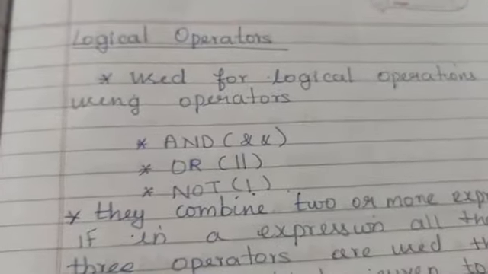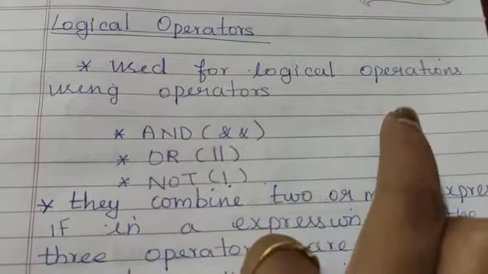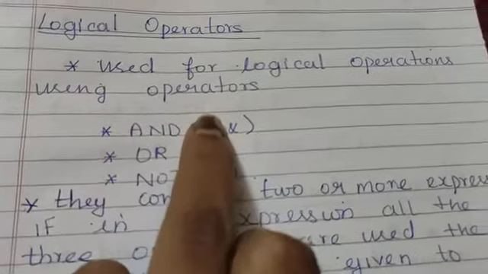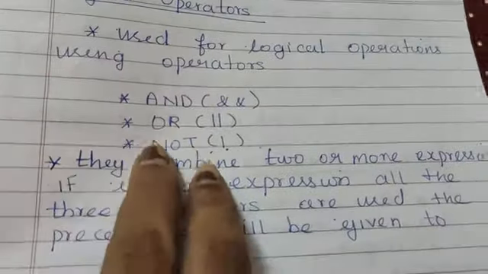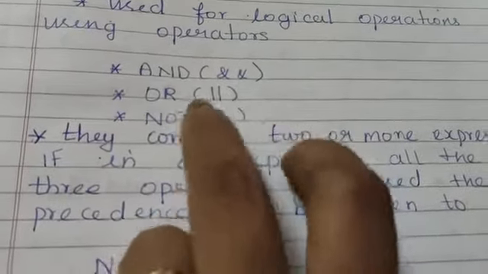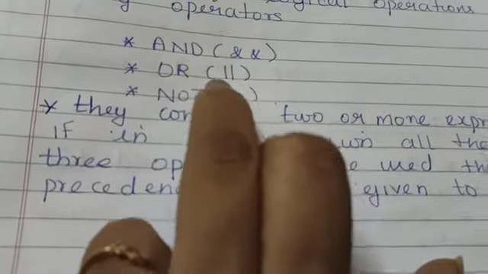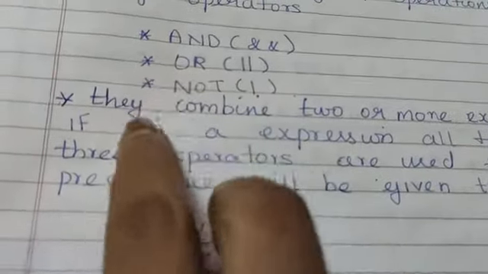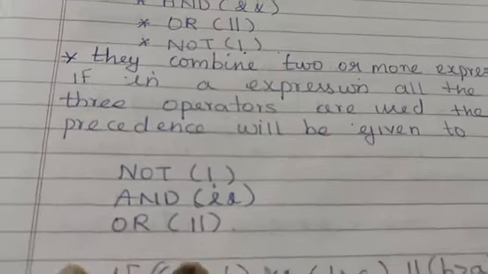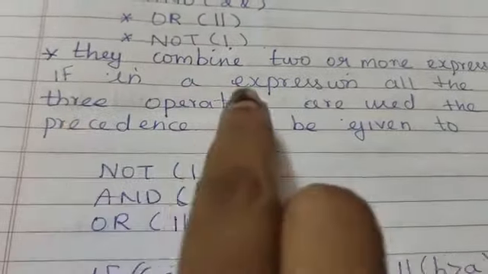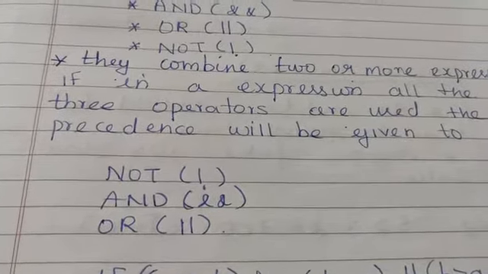Then is your logical operator. Your logical operator is used for doing logical operations using the operators. We will see what the logical operations are. This is the symbol used to indicate the AND operation, this is the symbol used to indicate your OR, and this exclamation mark is used to indicate your NOT operation. And they combine two or more expressions. We saw some expressions, right?